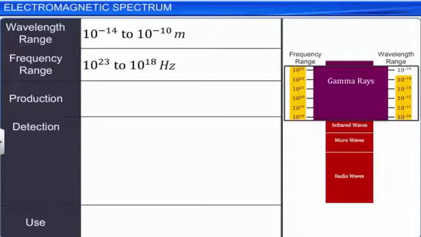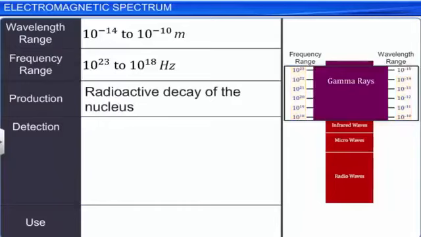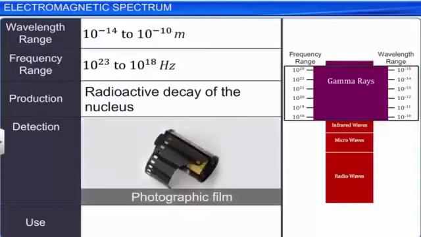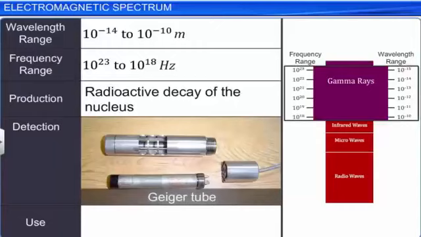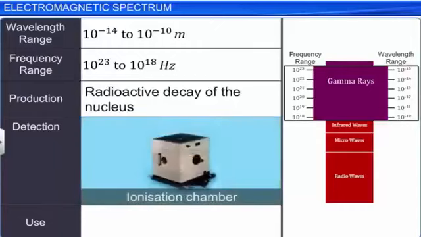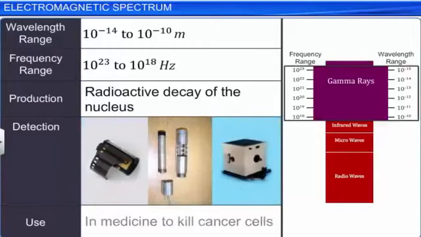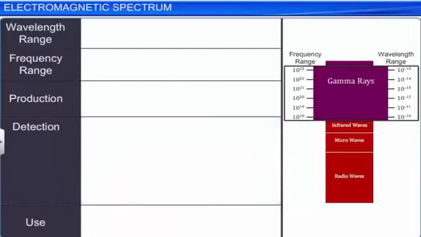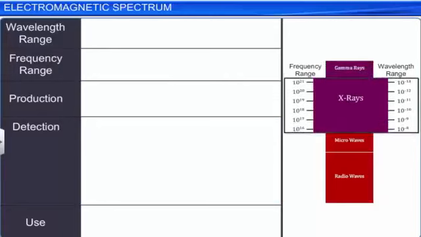Gamma rays are produced by the radioactive decay of the nucleus. They are detected by photographic films, Geiger tubes, and ionization chambers. They are used in medicine to kill cancer cells. Now, let us move on to X-rays. Wavelength of X-rays is in the range of 10⁻¹³ meters to 10⁻⁸ meters.